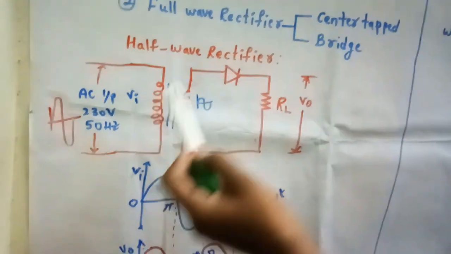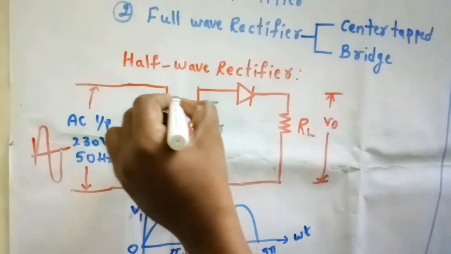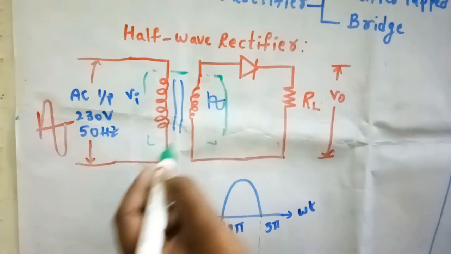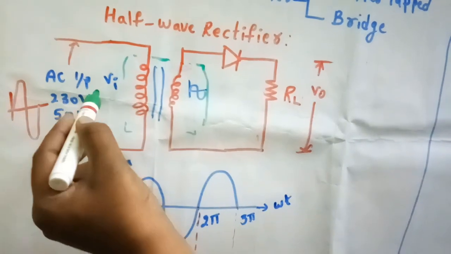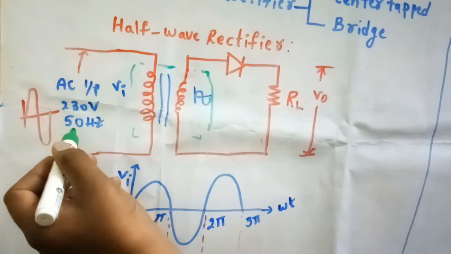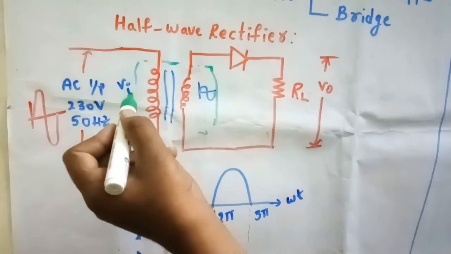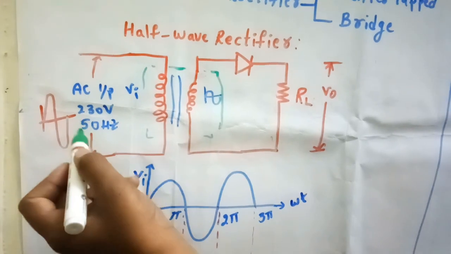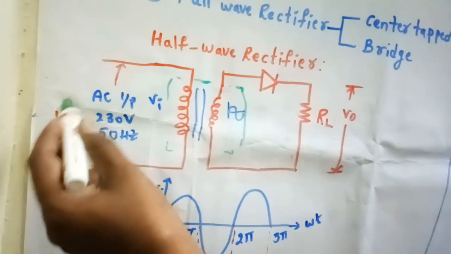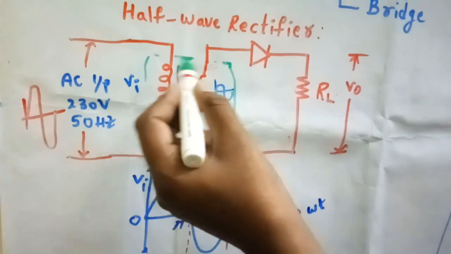This is the circuit diagram for the half wave rectifier. Here this is our transformer, and this is the basic symbol we are using. For the transformer the input is an AC input, that is VI, generally 230 volts at a frequency of 50 Hz in India. So this is the alternating input signal of 230 volts that we are giving as the input to the transformer.